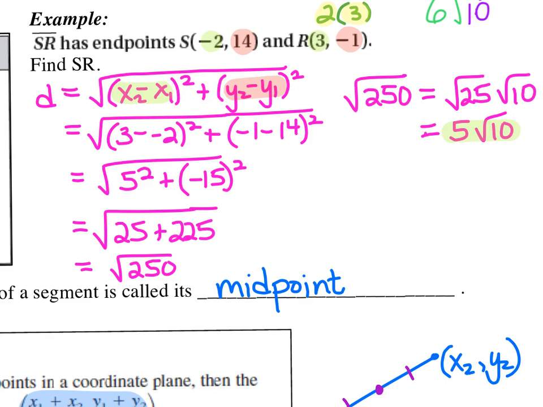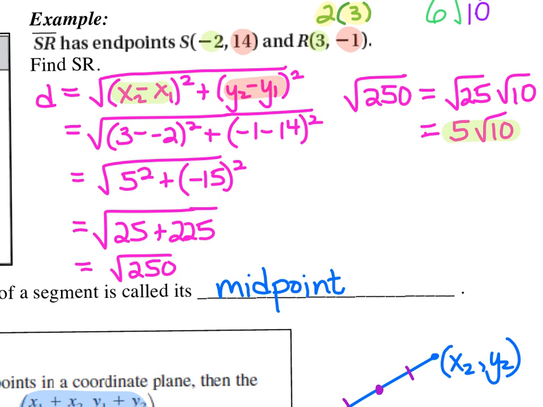So remember that the distance between 2 points is the same as the length of the segment. So if a problem asks you to find something like SR, that means, remember, the length of segment SR, which means you're doing the distance formula between the two endpoints S and R.